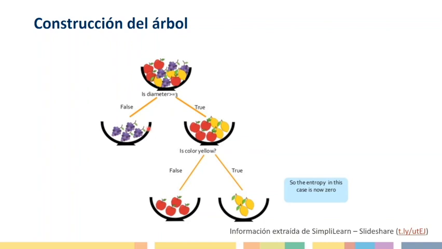So by doing this, we've already reduced the uncertainty and the entropy in our second nodes. And the next characteristic that we could assess in order to have a perfect division in our classification tree would be the color. So if the color is yellow, we would be able to identify that these are lemons. And if it's false, then by default, they would be apples.